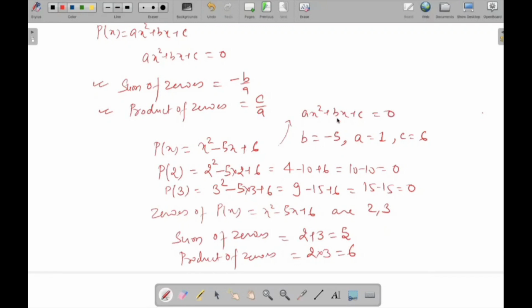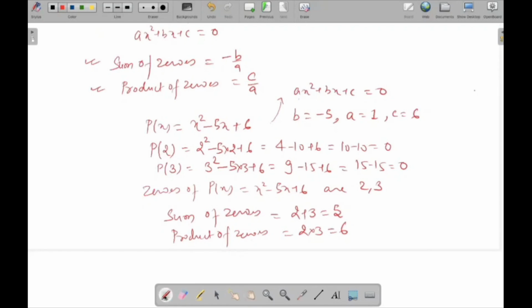If these two are equal, then a has to be equal to 1, b has to be equal to minus 5, and c has to be equal to 6. And going by the formula, the sum of the zeros would have been minus b by a, and minus b is minus 5 and a is 1. So I will get 5 by 1, which is 5, and this is what I had got over here also.